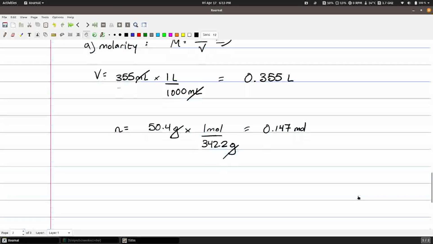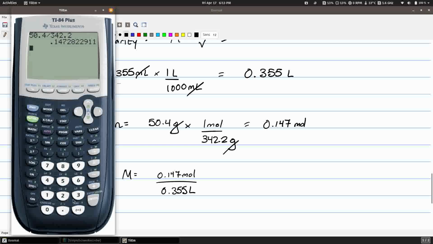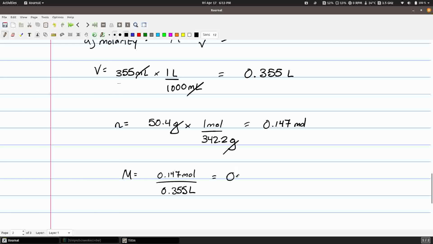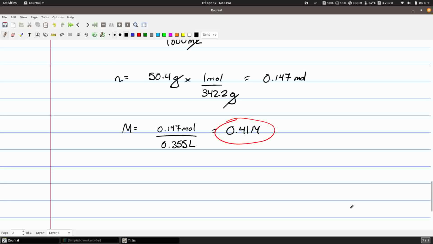You have the liters. Let's find out what the molarity is. The molarity is 0.147 moles divided by 0.355 liters. And the answer is going to be roughly 0.41. 0.41 molar. So, that's how you would solve this one.